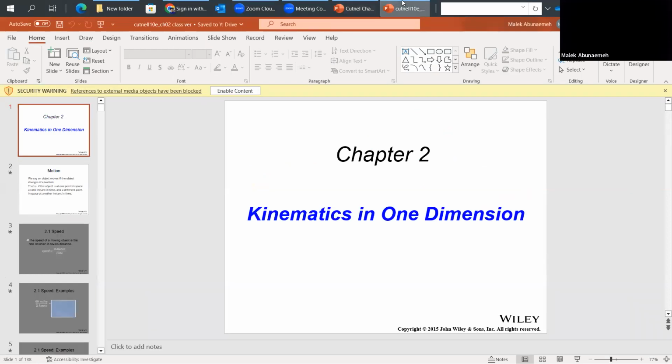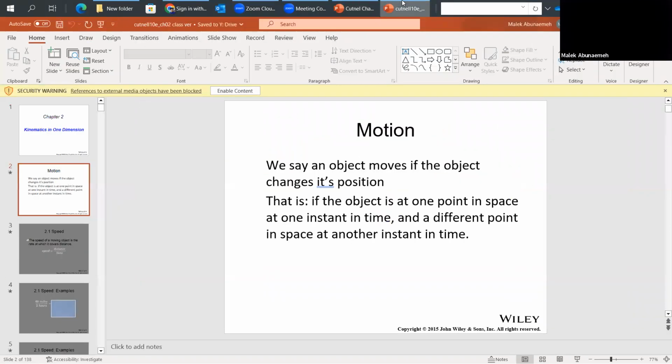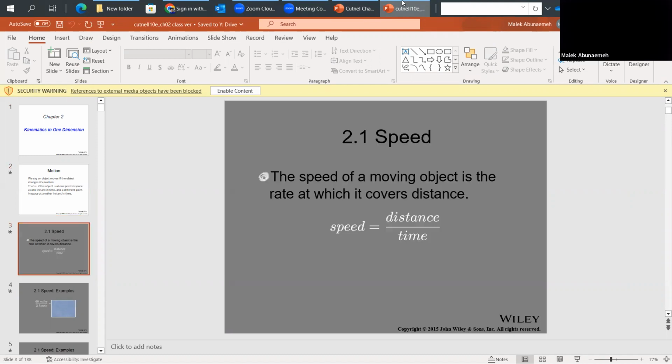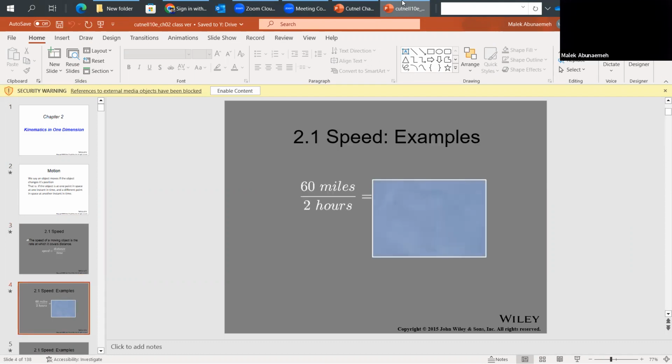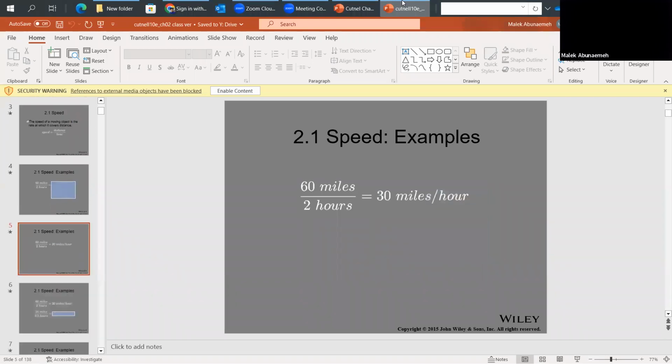So again, your motion is defined as the object changing position, which means you are at one point of space at one instant of time, and a different point of space in a different instant of time. The speed of a moving object is the rate at which it covers distance, so your speed is your distance over your time. The best example is driving your car down the road. For instance, if you go 60 miles in 2 hours, we define the speed as 30 miles per hour.